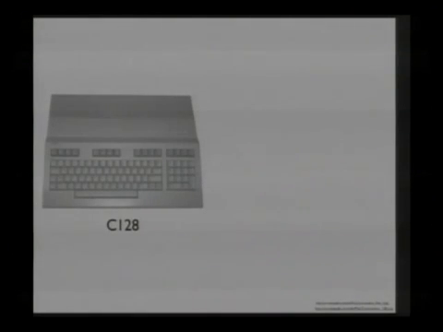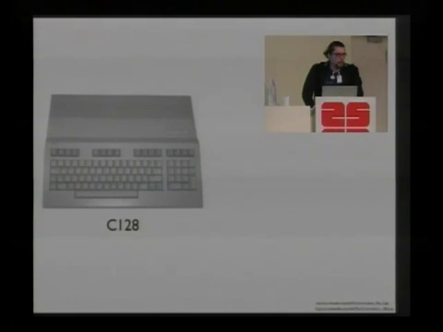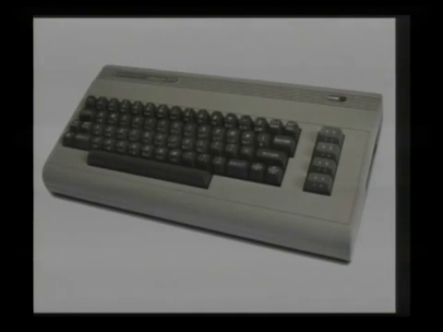There was a successor to the C64, the C128, which was compatible, so it sold pretty well, and the Plus 4, incompatible and didn't sell that well. Between 1982 and 1994, they sold 17 million C64s, so this makes it the best-selling computer of all times, plus there's an extra 3 million C128s.